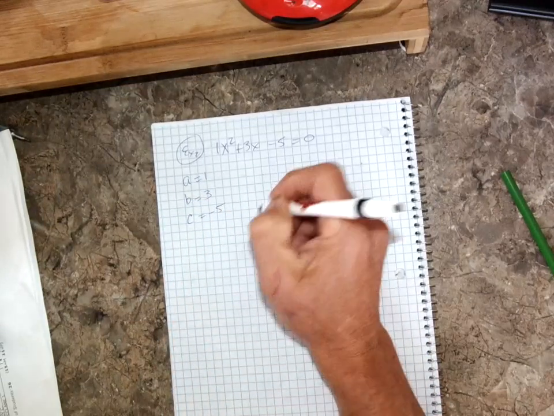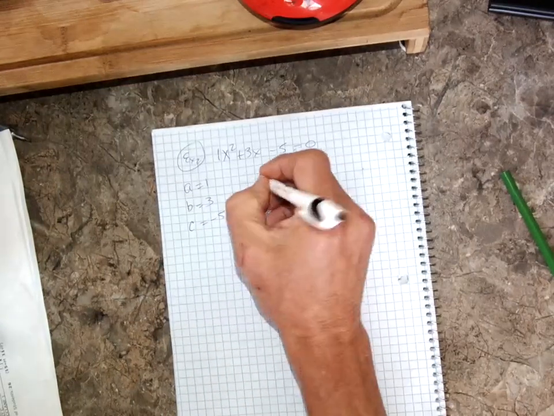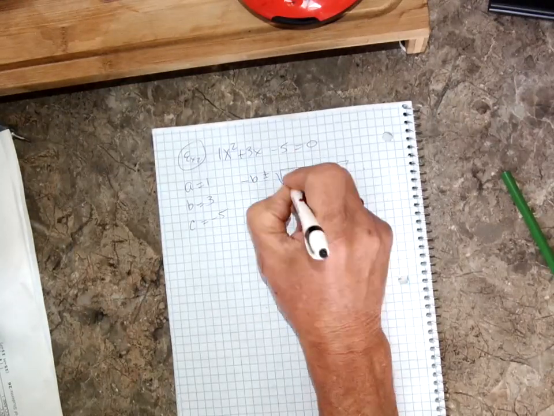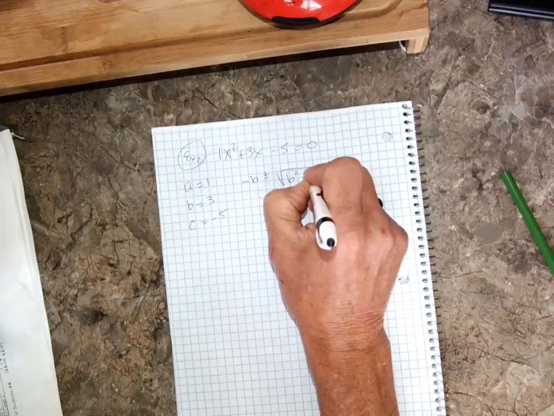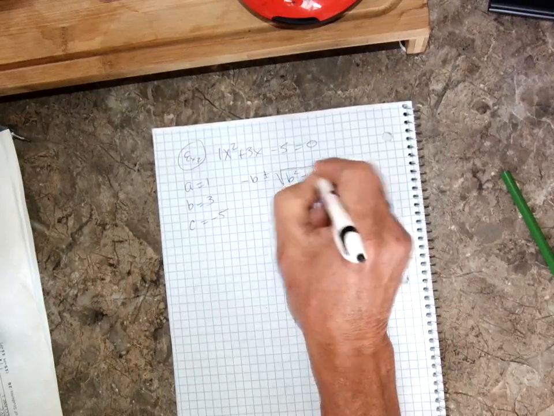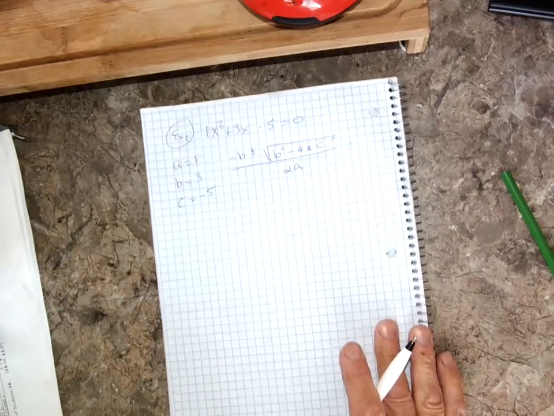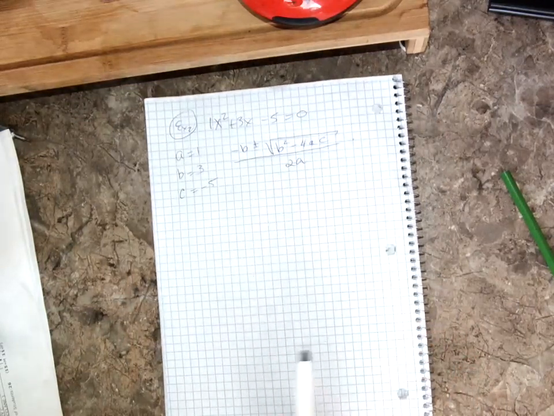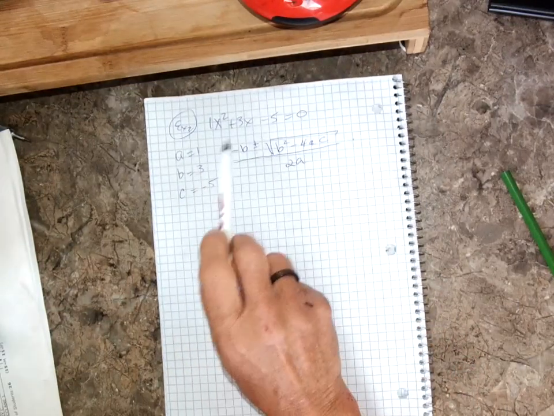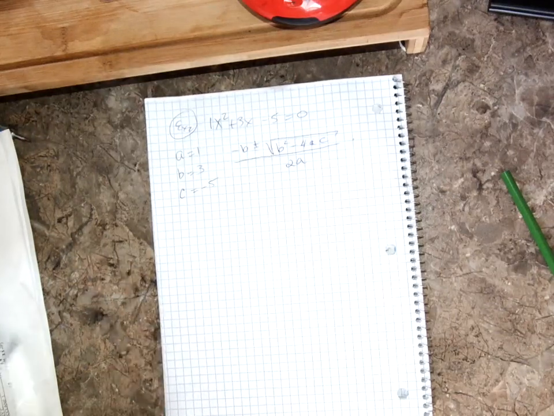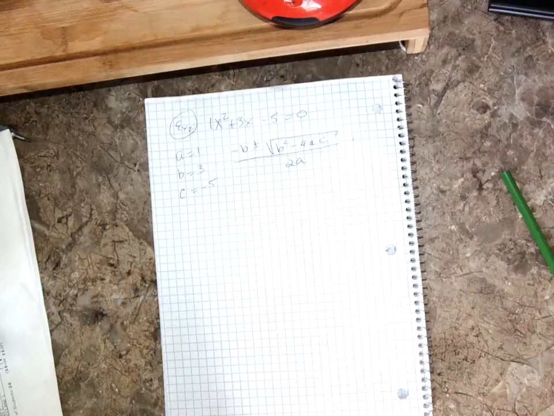Here's our formula. I'll write it down again so we can see it. Negative b plus or minus the big square root of b squared minus 4ac, all over 2a. That's our quadratic formula. I just rewrote it again so that we can use it. Here's my a, b, and c. And if I get going too fast, don't forget, just pause it.